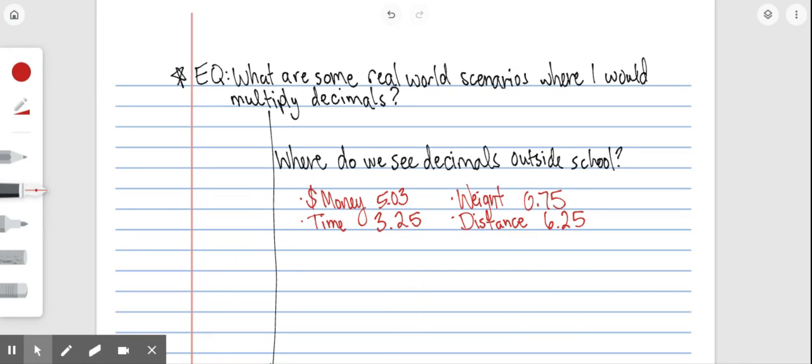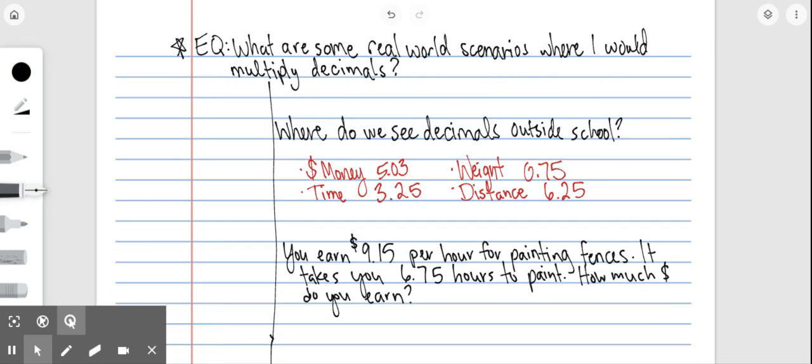If you came up with more, I added it to my math notebook. If you didn't, that's okay. These are really great examples. So let's start by doing an actual real life example. All right, so here's an example.